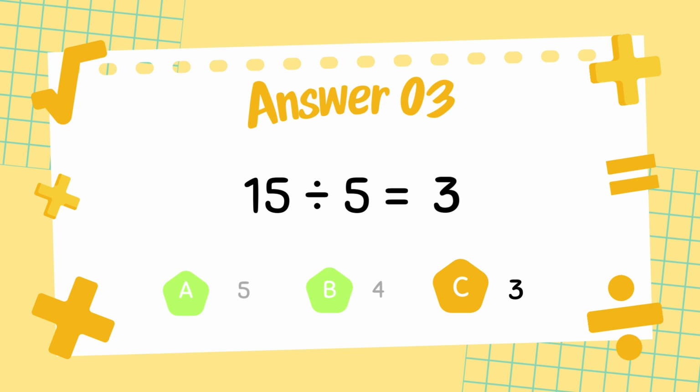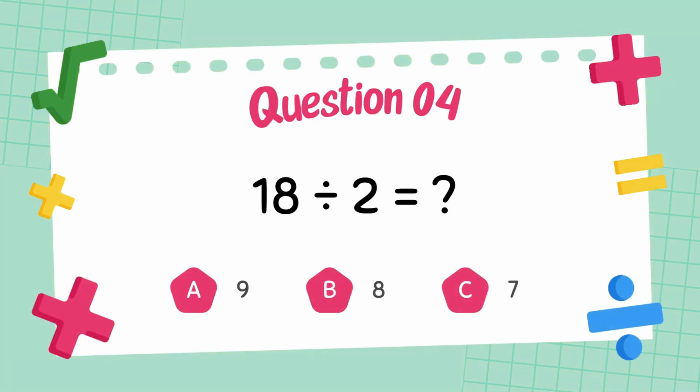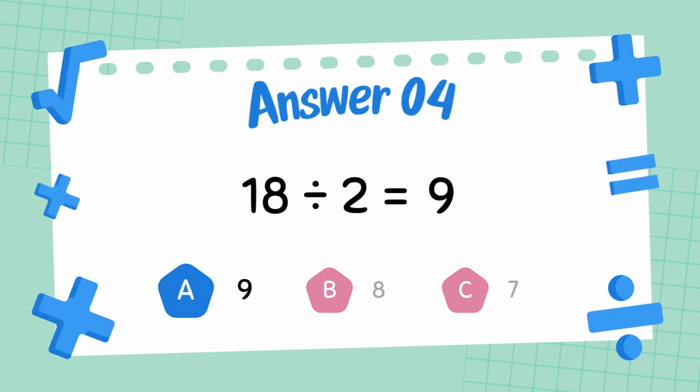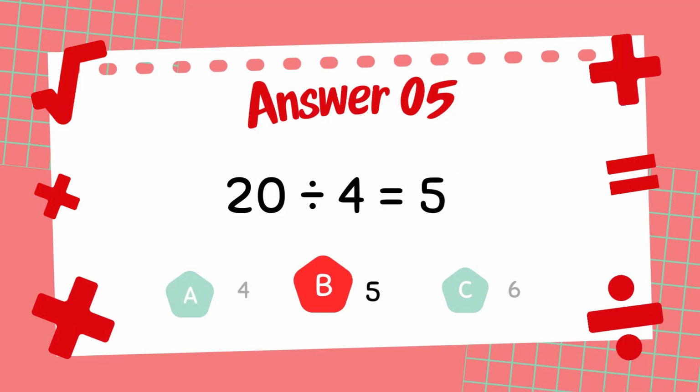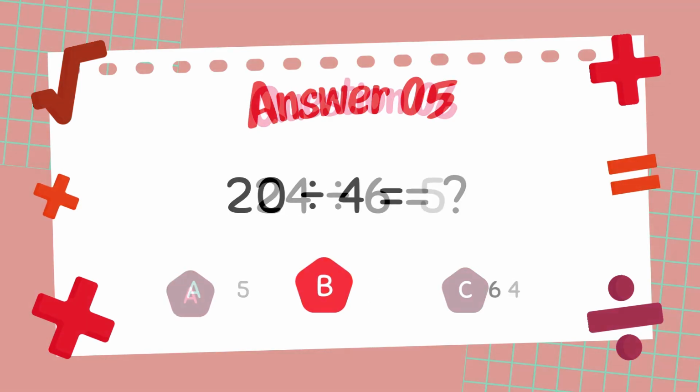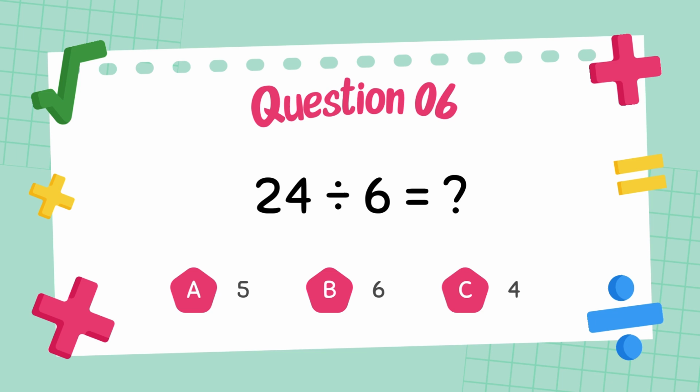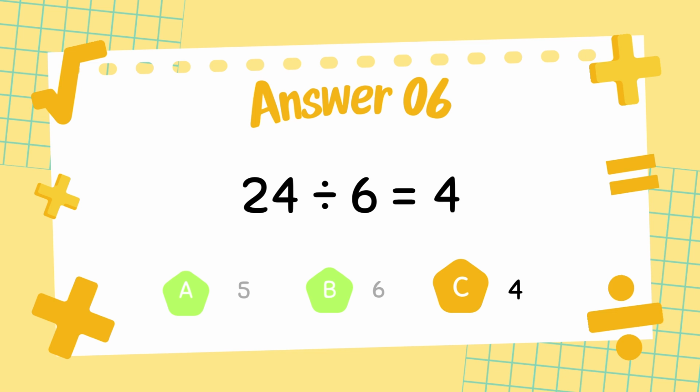The answer is 3. What is 18 divided by 2? The answer is 9. What is 20 divided by 4? The answer is 5. What is 24 divided by 6? The answer is 4.